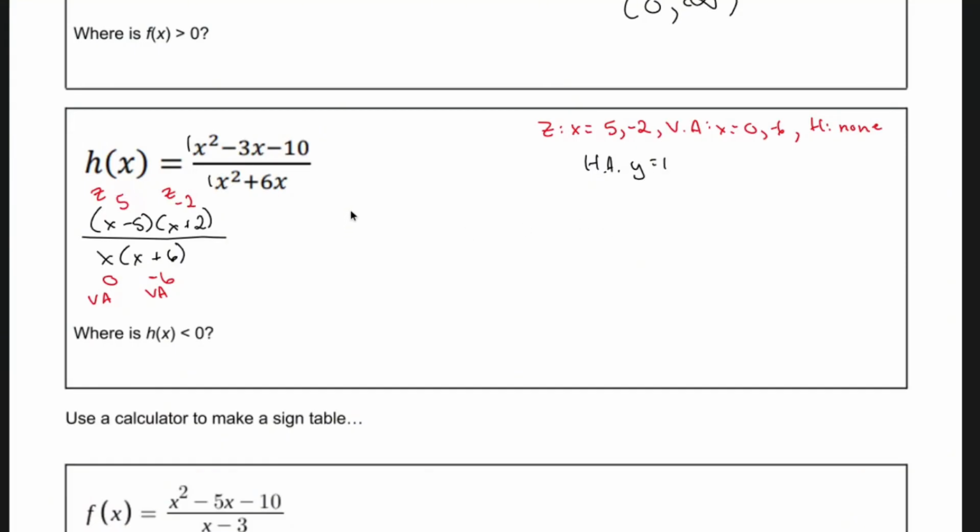Your y-intercept is going to happen when you plug in zero for x. When you do that, you get an undefined value. So there is no y-intercept. None.